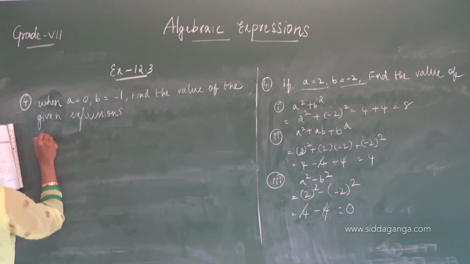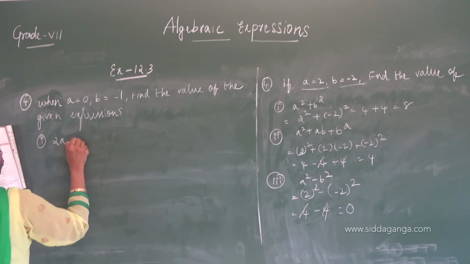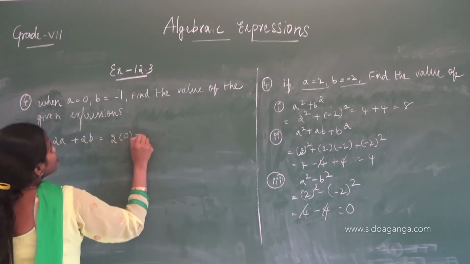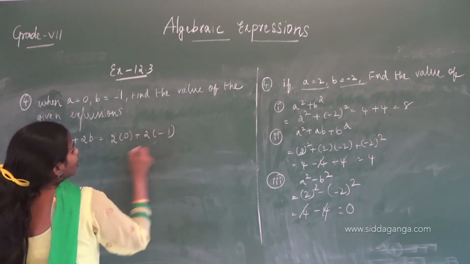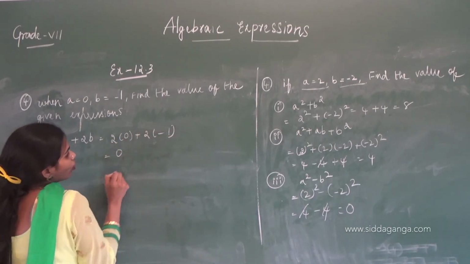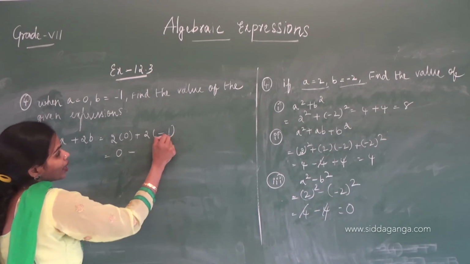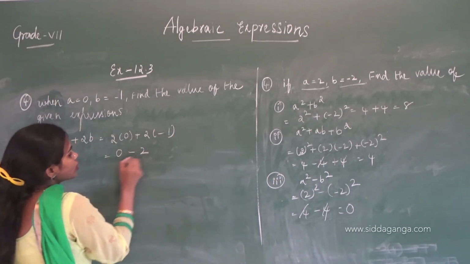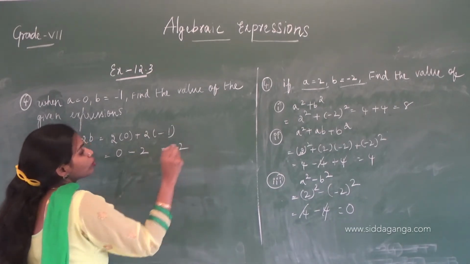First expression, what are they giving? 2a plus b. 2 into 0 plus 2 into minus 1. 2 into 0 is 0. 2 into minus 1, minus into plus, is minus. 2 ones are 2. 0 minus 2 is minus 2.